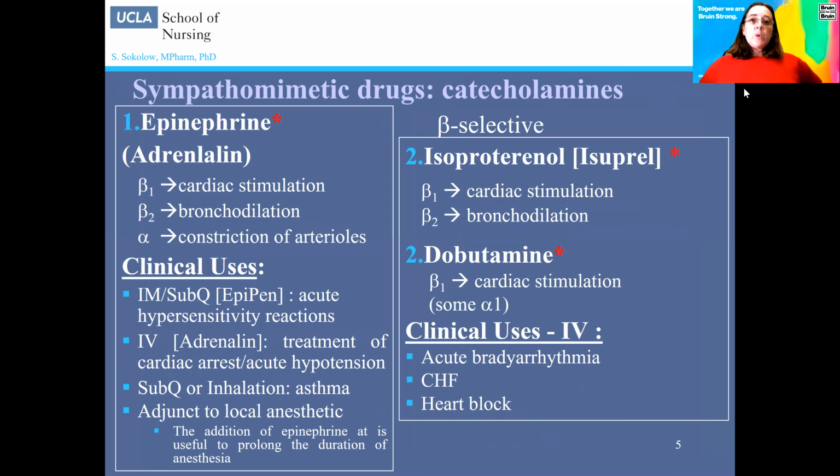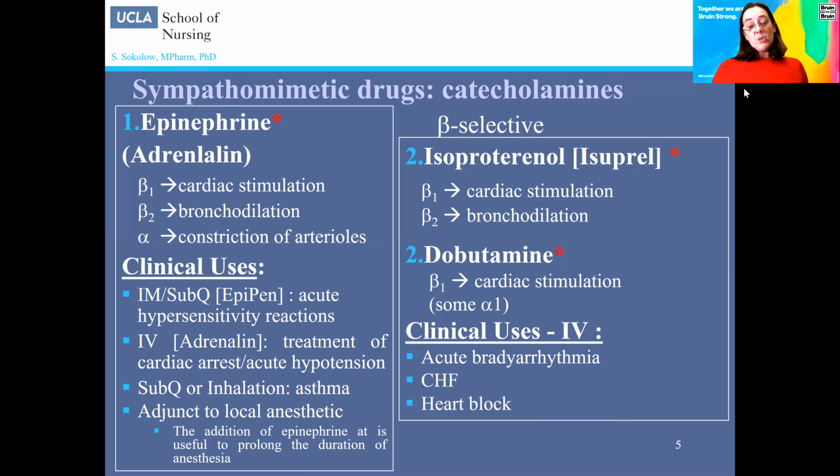So let's start with the drugs that mimic the effect of epinephrine and norepinephrine. These are the catecholamines, and of course, synthetic epinephrine, which mimics the endogenous ligand, is used in code blue situations to resuscitate patients. So it's a potent cardiac stimulator, because it binds to the beta-1 receptor and induces an increase in the heart rate.